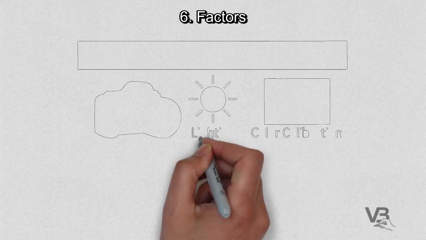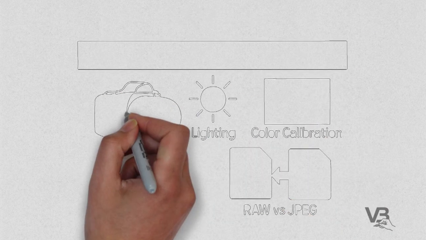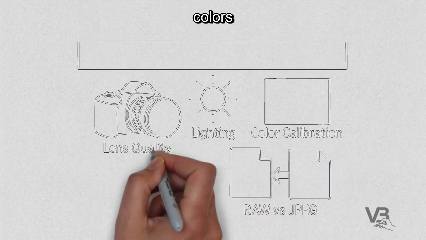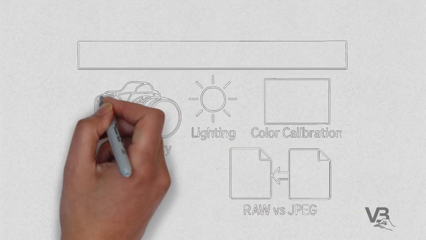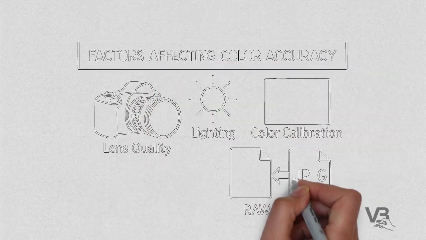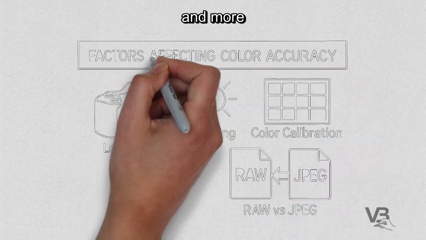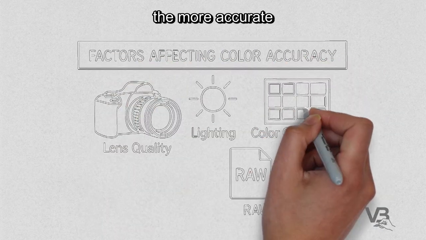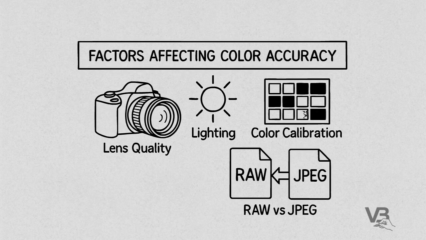6. Factors affecting color accuracy. Even the best sensors cannot reproduce colors accurately without proper lighting. Important factors include lens quality. The clearer and more distortion-free the glass, the more accurate the colors. Lighting. Natural sunlight is best. Artificial light often distorts color tones.